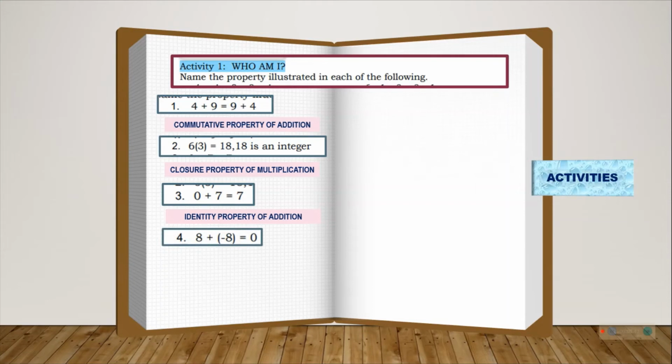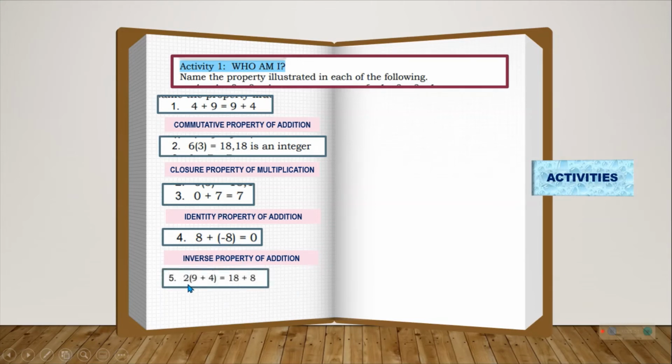Next, 8 plus negative 8 is equal to 0. So, inadd siya sa opposite niya, then nag-equal siya ng 0. That is inverse property of addition. Kasi inadd siya sa opposite niya, and then nag-equal ng 0. So, that is inverse property of addition.